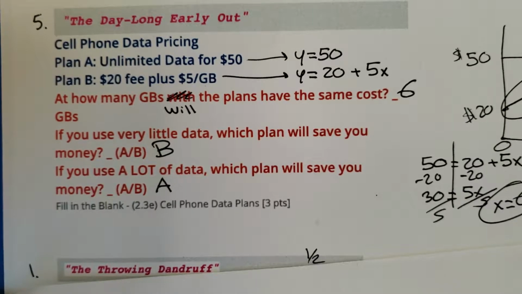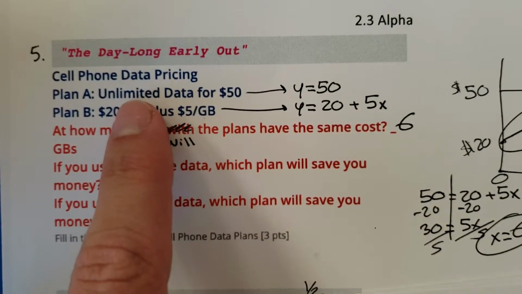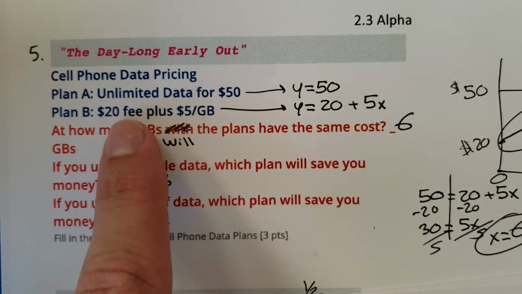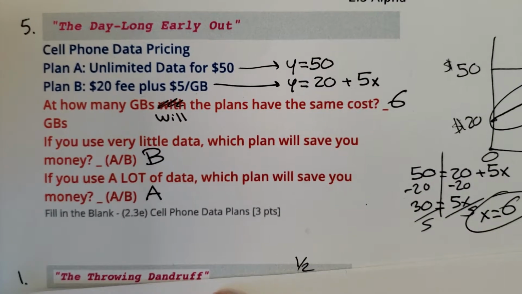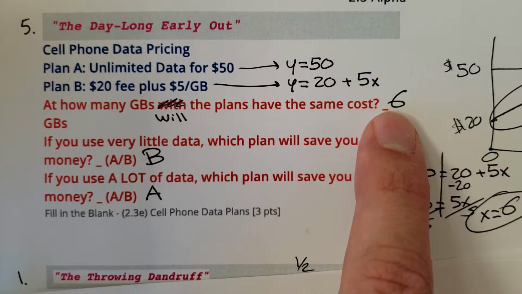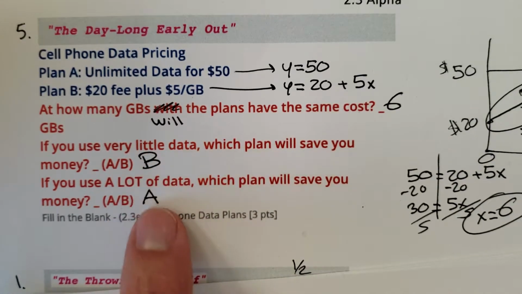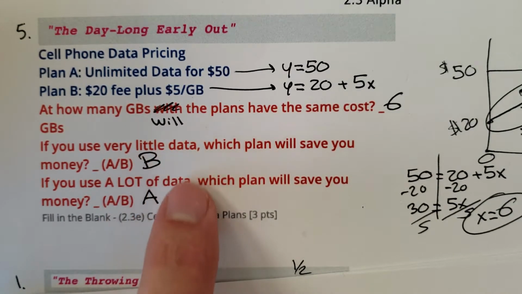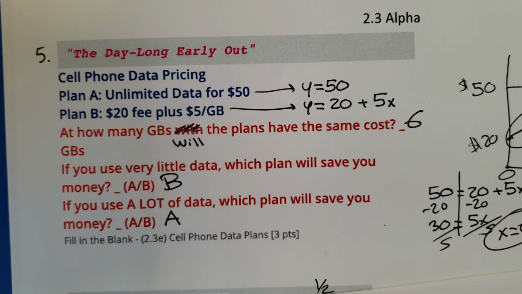So anyway, that is the day-long early out. We are setting unlimited data equal to a lesser fee but a rate per gigabyte, and then finding out when they're equal. And when you find out when they're equal, decide which one will save you money. Which one saves you money when you use a little bit of data, and which one saves you money when you use a lot of data. All right, cool. That's all I got for the day long early out.